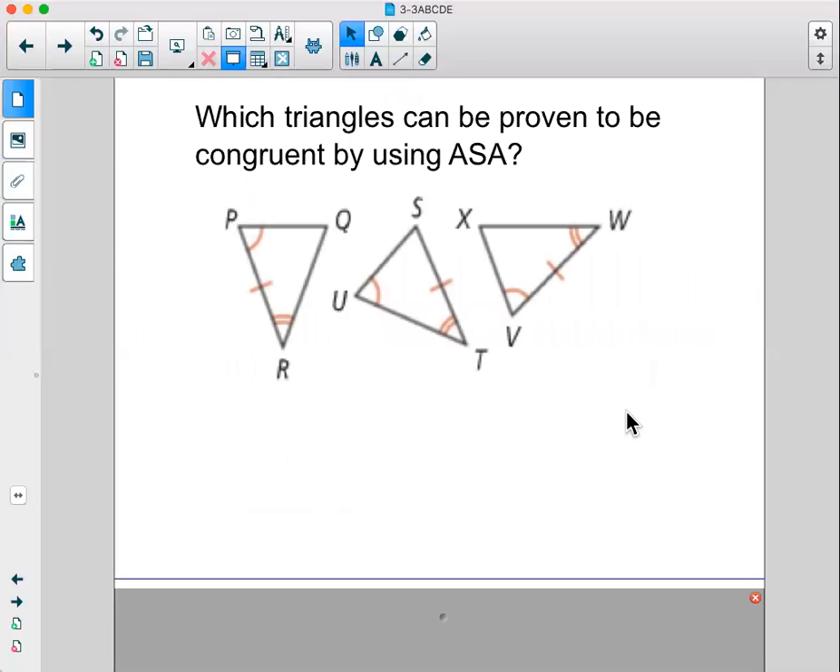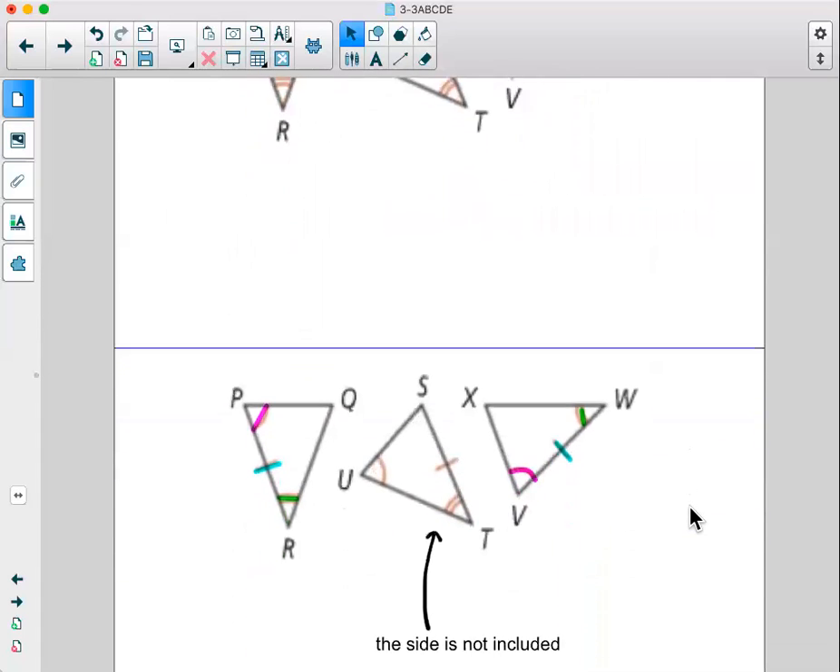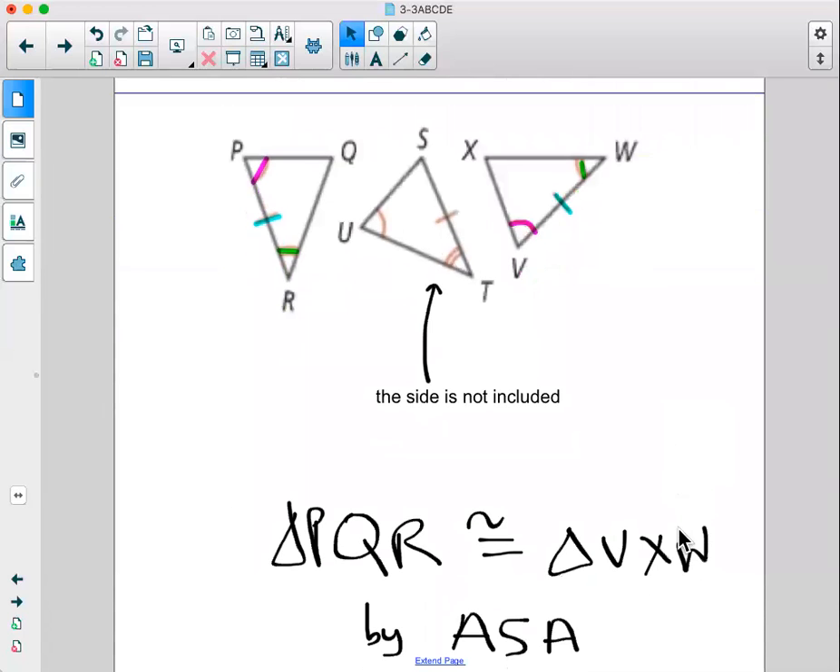So pause and see if you can find the 2 triangles out of these 3 that can be proven congruent using ASA. Notice that in this triangle, the side is not included in between the 2 angles. So if we're going to use ASA, the side has to be included in between the 2 angles. So here we have angle, included side, angle, the same as angle, included side, angle over here. So these are my 2 triangles that can be proven congruent using ASA.